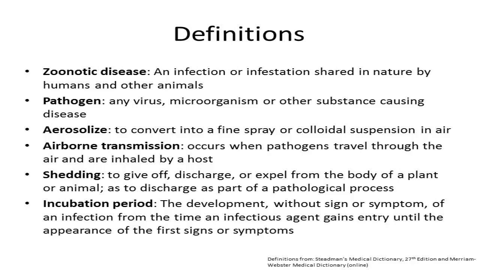When these disease pathogens are aerosolized, meaning the pathogens are converted into a fine spray or suspension in the air, they travel through the air and are then inhaled by a host, resulting in airborne disease transmission. Once an animal or human is infected with the disease, they can infect other individuals when they are shedding the disease pathogens. Shedding is the active process of discharging disease pathogens, which can then become aerosolized and inhaled by other individuals, continuing the cycle of airborne disease spread.